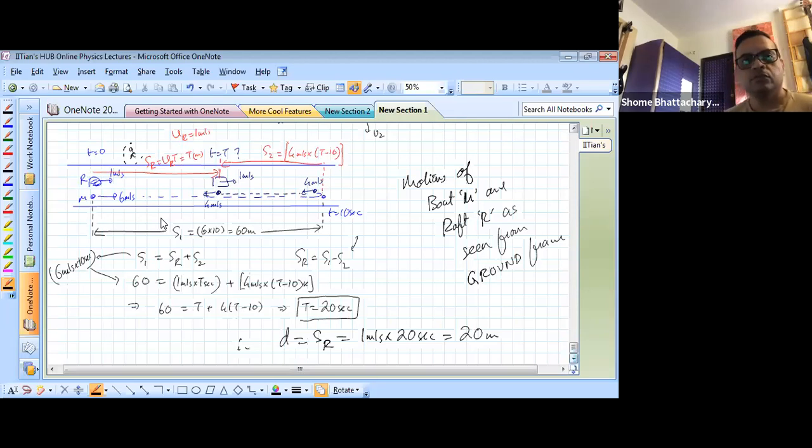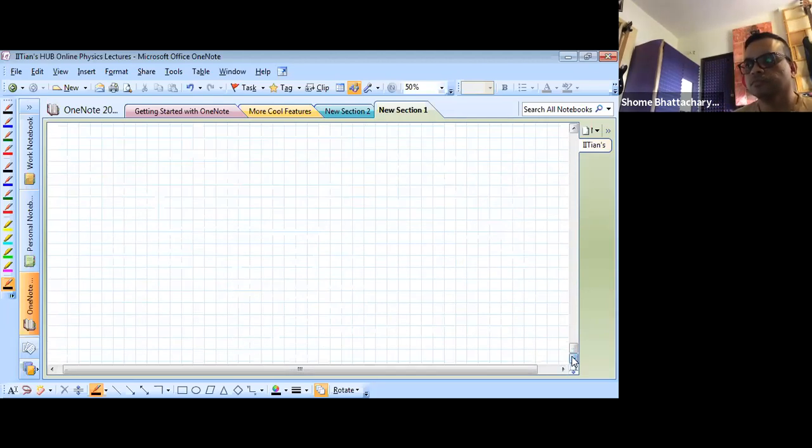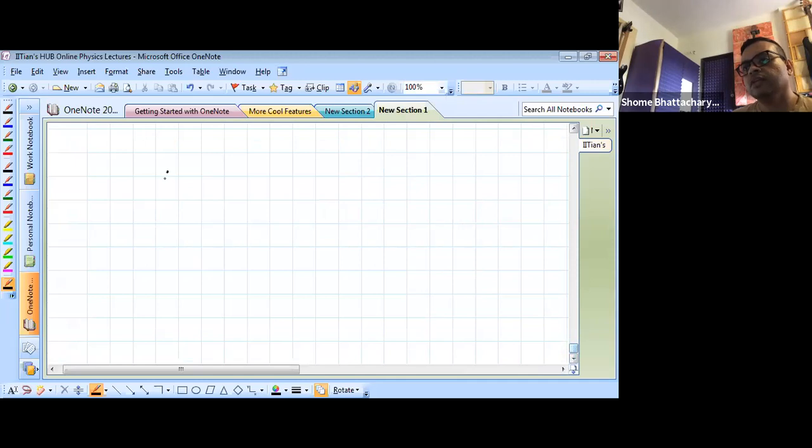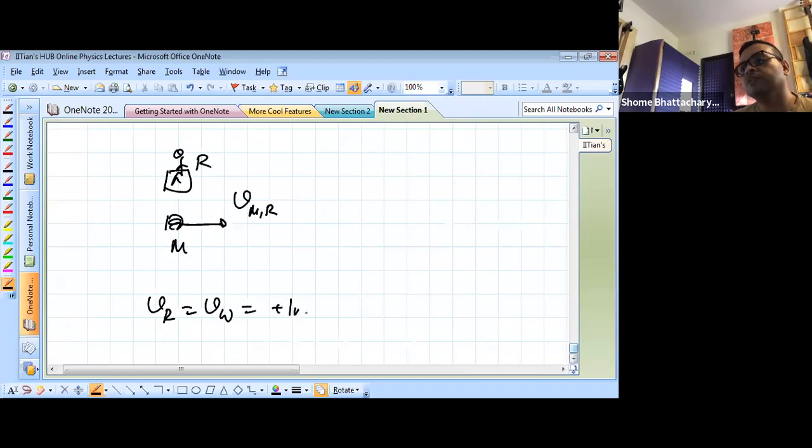Okay, so let me solve this from this point of view. Imagine what is happening for the guy who's standing on the raft. From his point of view, when the motorboat goes past him, it goes with what velocity? The velocity of the raft is the velocity of the water only, so it is plus 1 meter per second downstream. The velocity of the motorboat with respect to water is plus 5 meters per second downstream. So what is the velocity of the motorboat as seen by the raft? It is plus 5 downstream.